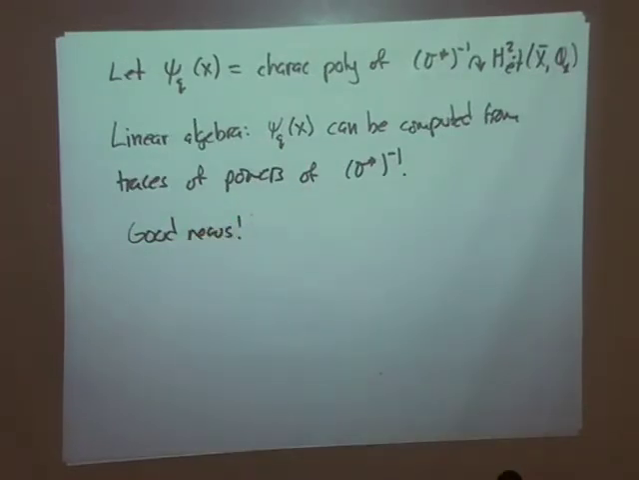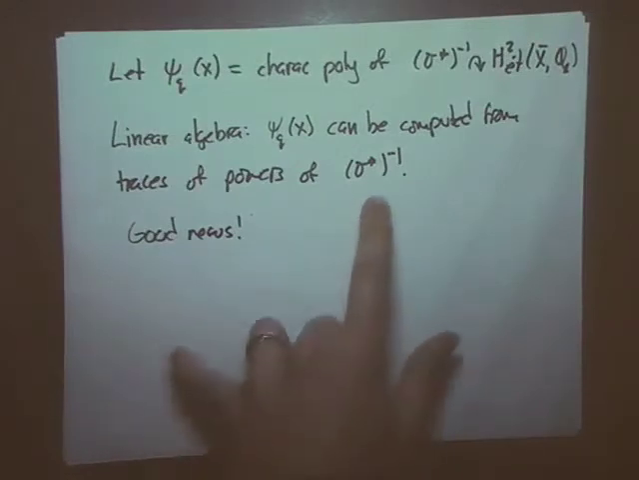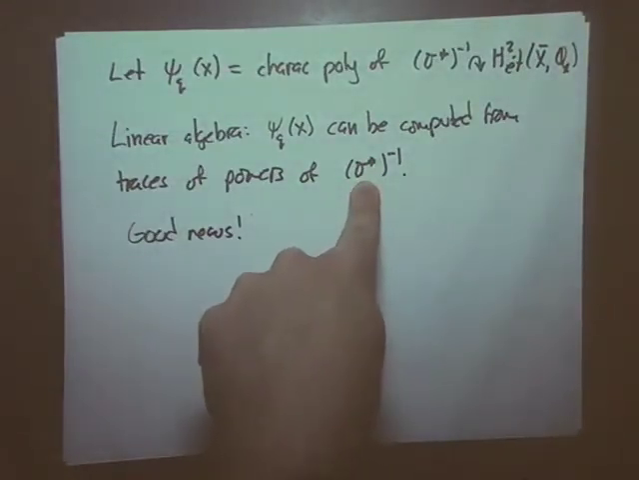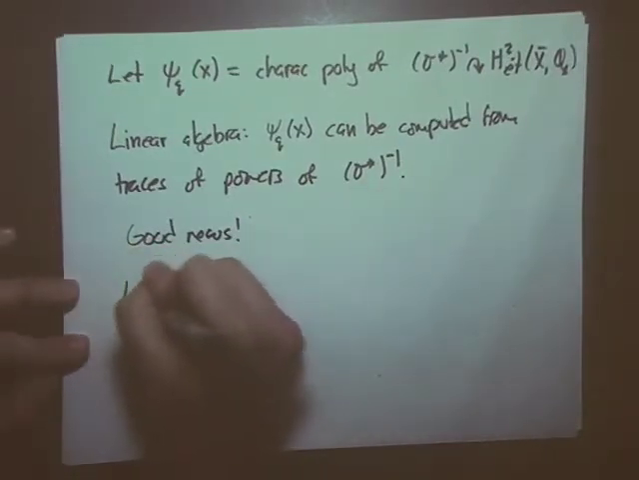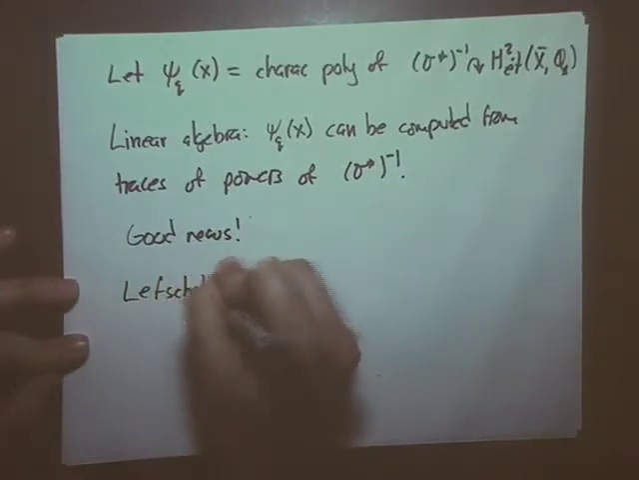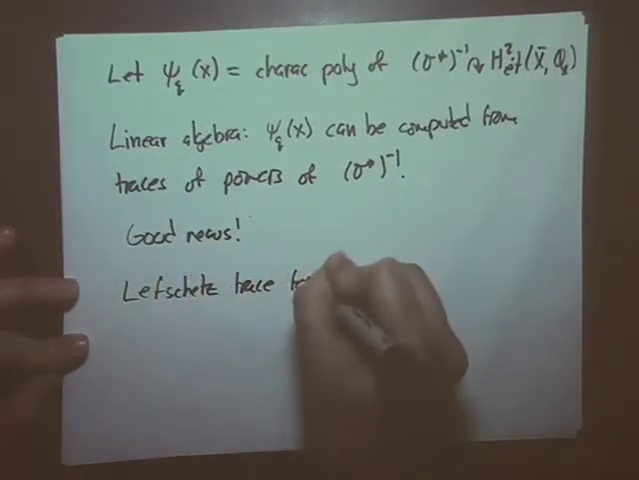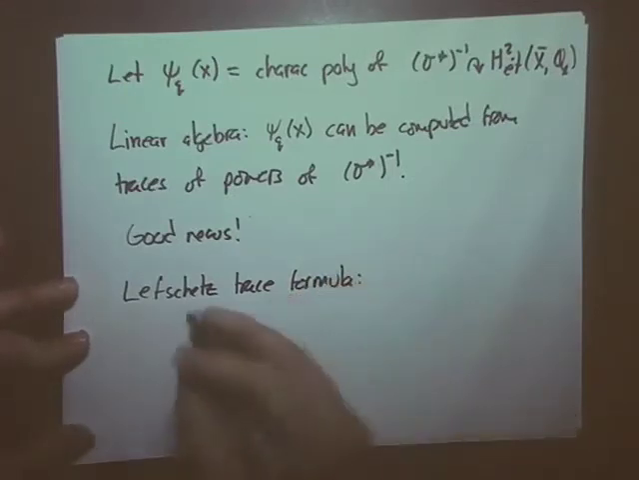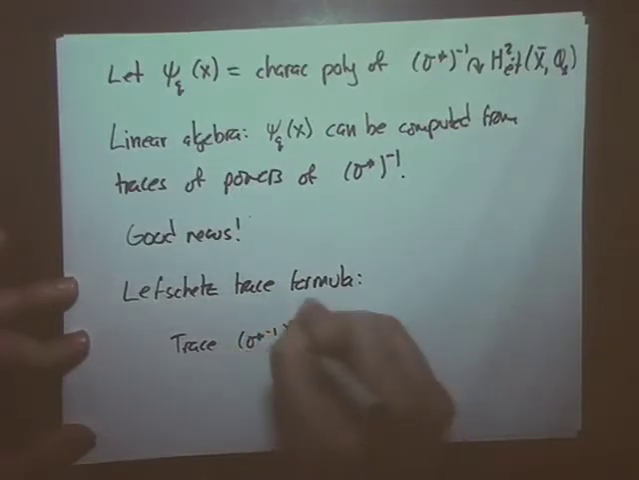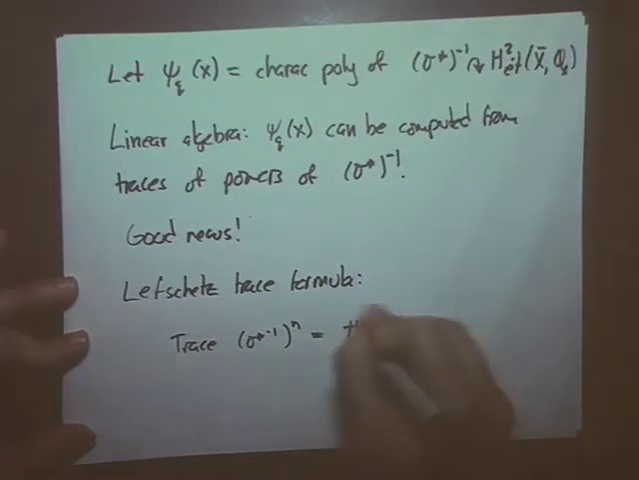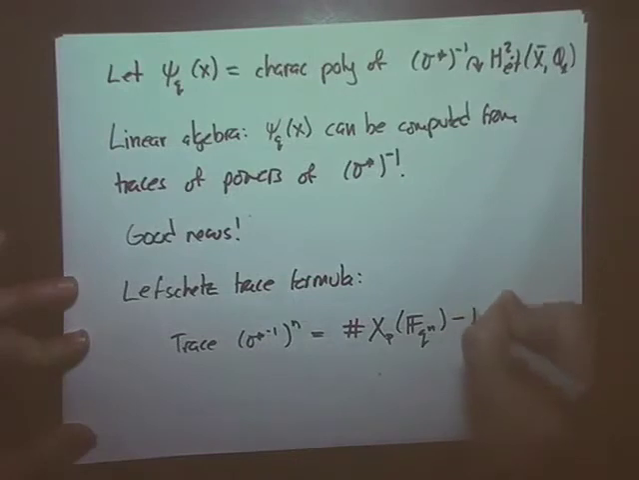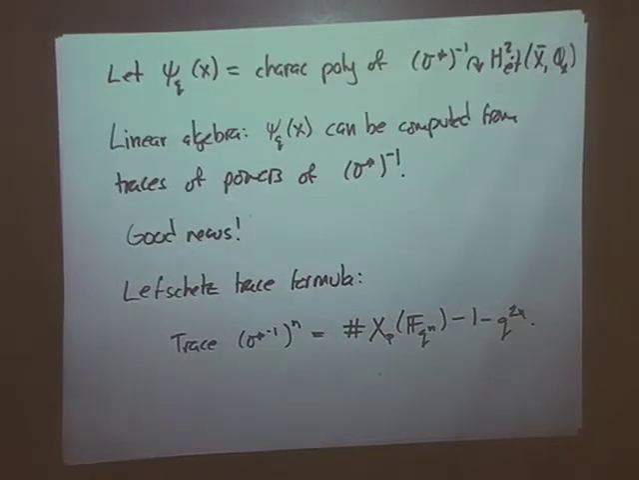Because the Lefschetz trace formula tells us what the traces of powers of this operator are, if I can actually point count on my surface. So the Lefschetz trace formula says that the trace of this sigma star inverse to the n is equal to the number of F_q^n points on X minus 1 minus q^(2n). This is the Lefschetz trace formula that comes out of the Weil conjectures.